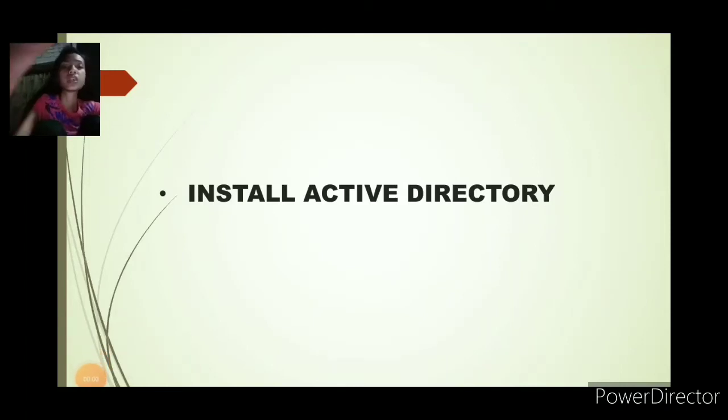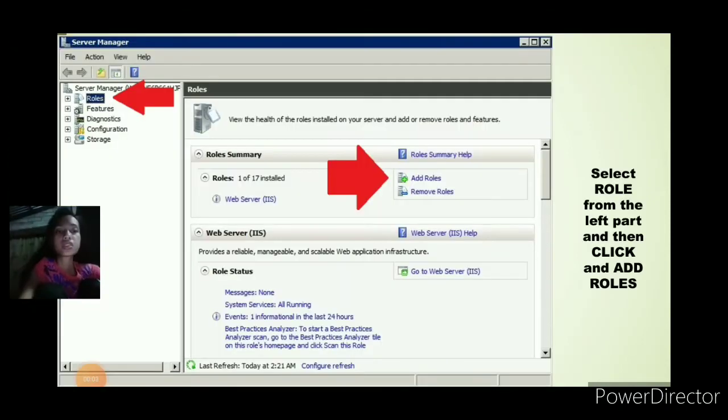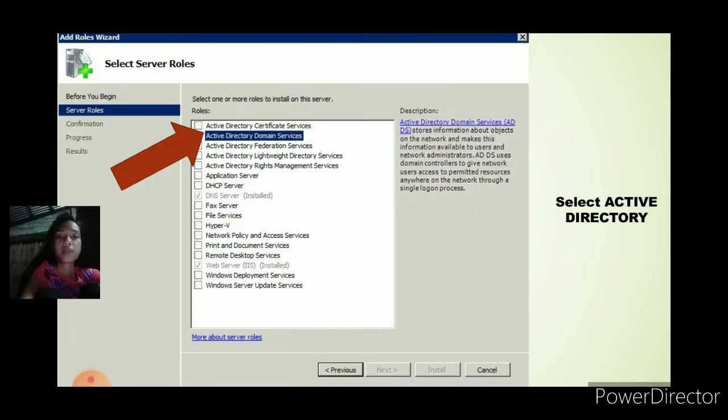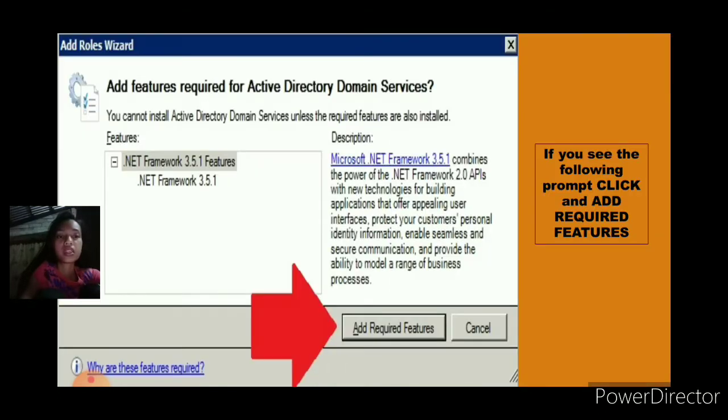To install Active Directory, first go to select role from the left part and then click Add Roles. Sa select server role, kailangan mo munang i-select yung Active Directory. Pagkatapos mo na i-select, then next. After that, add role wizard, add features required to Active Directory Domain Services.